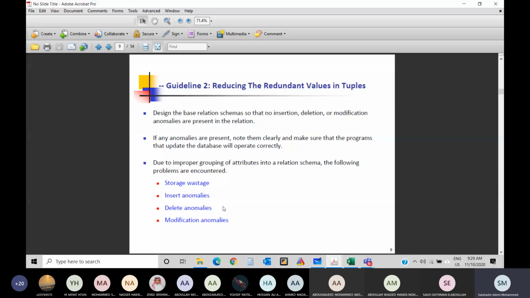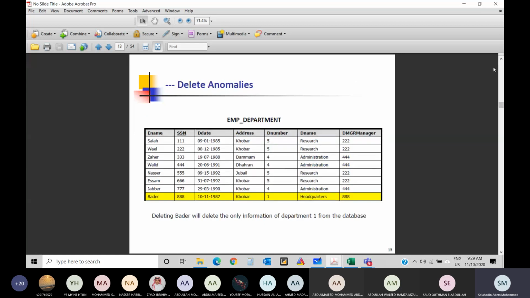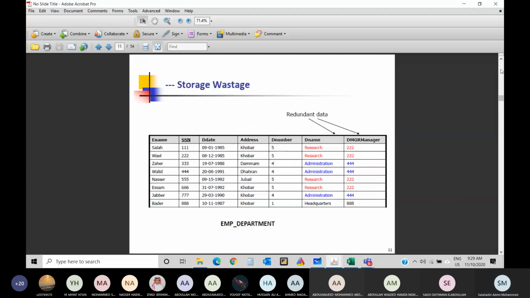Let me show you another database, sorry. Let me show you another database here, which I have here. Of course this is a bad design. I'm really putting the department, the employee and the department table together.